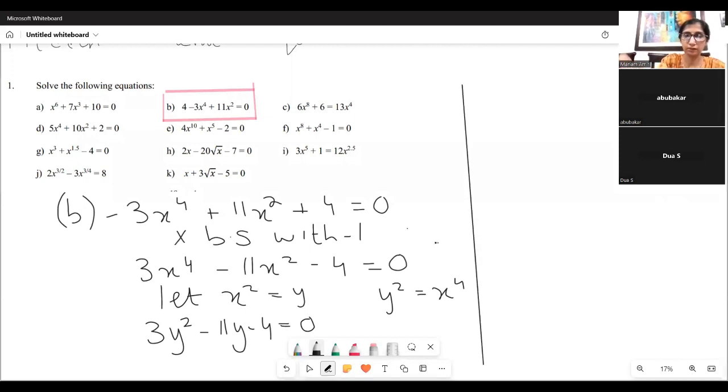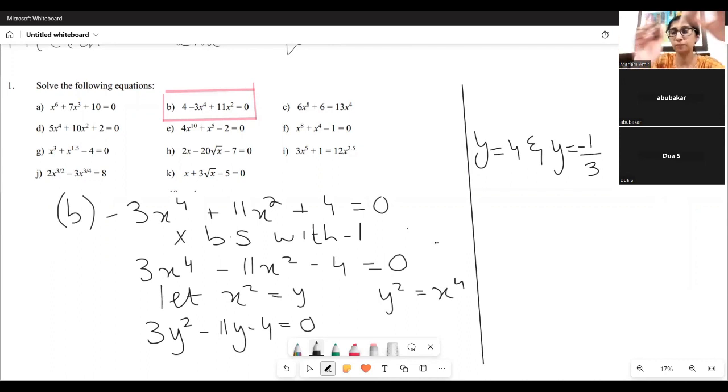I think we can factorize it, directly with the calculator. y minus 4, y plus 1 over 3. So y equals 4 and y equals minus 1 over 3. However, we can't just leave it there.